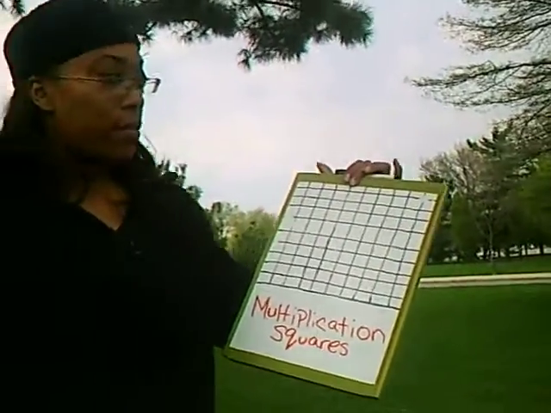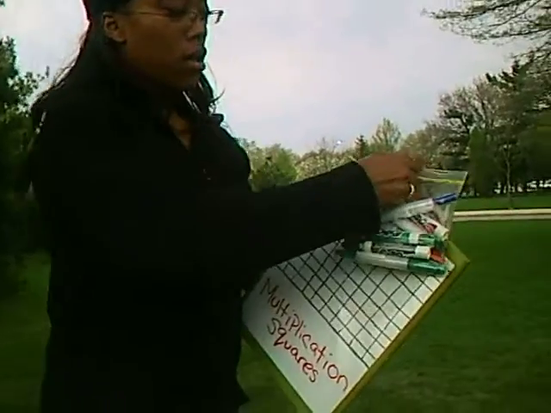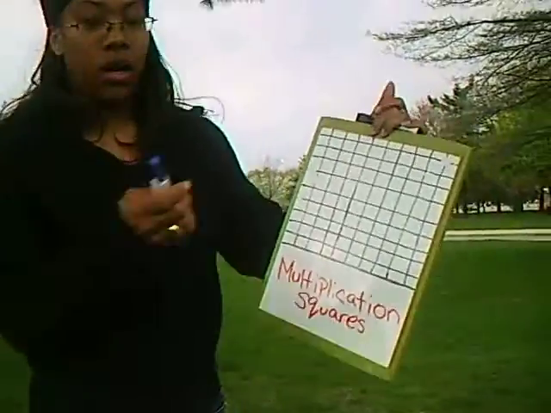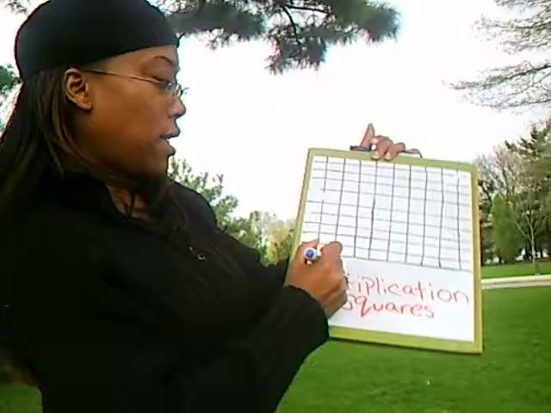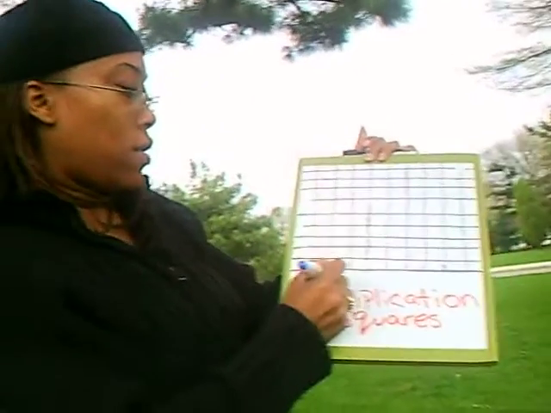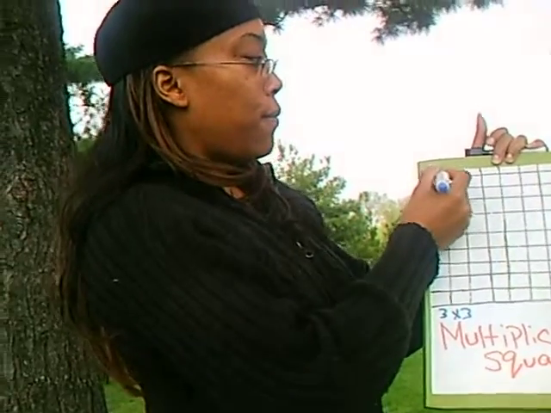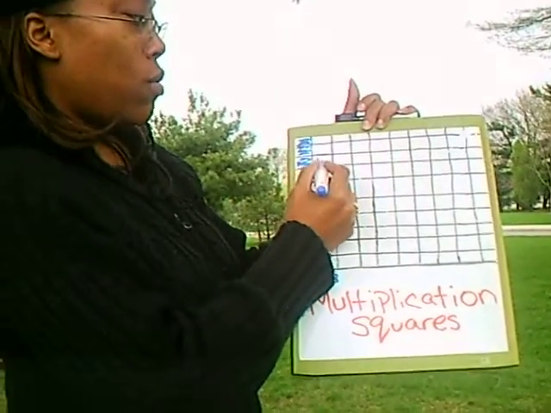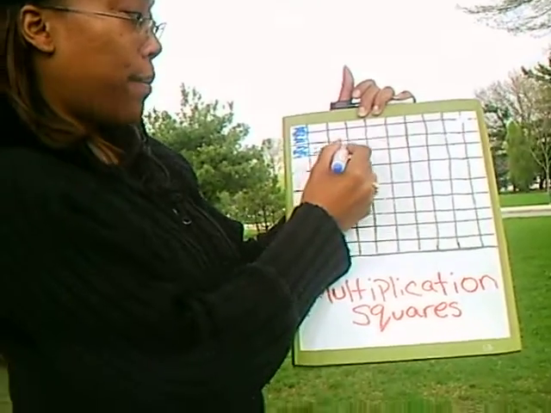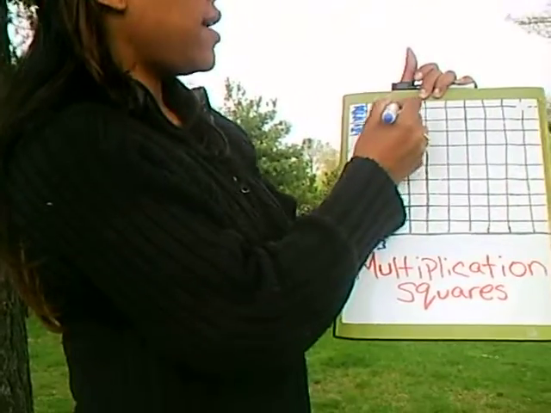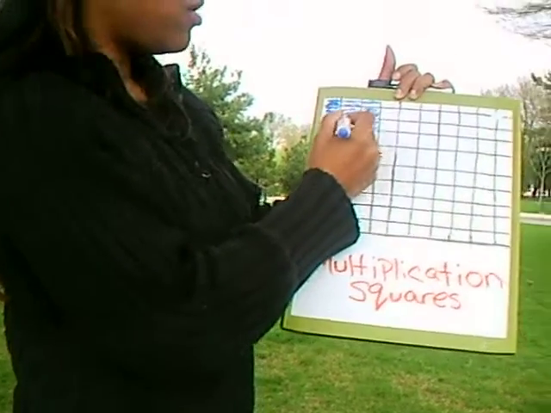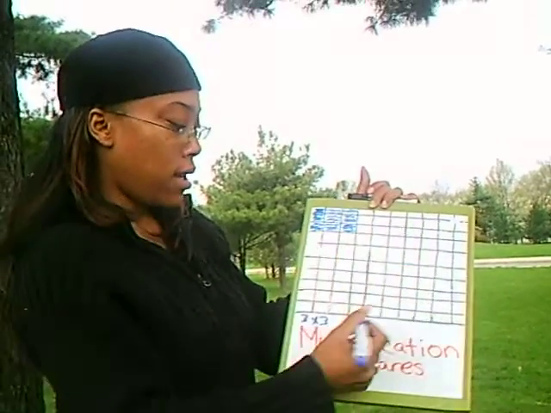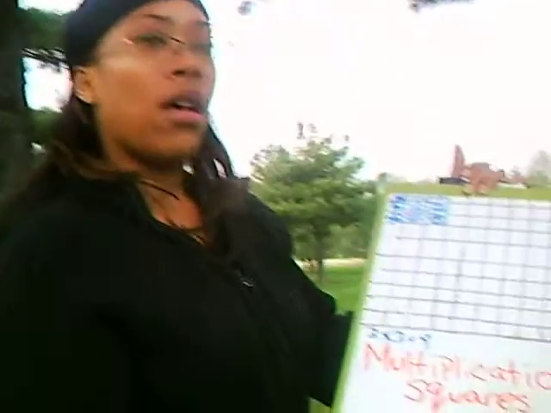This is the multiplication squares. To show an example, I'm going to use the blue marker. I'm going to do the 3 times 3. So I'm going to count down 1, 2, 3, and then I'm going to count across, 1, 2, 3. And then I'm going to shade all the boxes in for the 3 times 3, which will give me 1, 2, 3, 4, 5, 6, 7, 8, 9. So this equals 9.